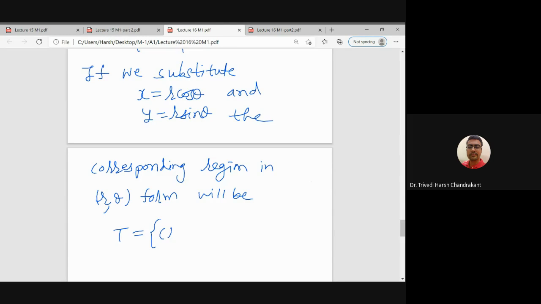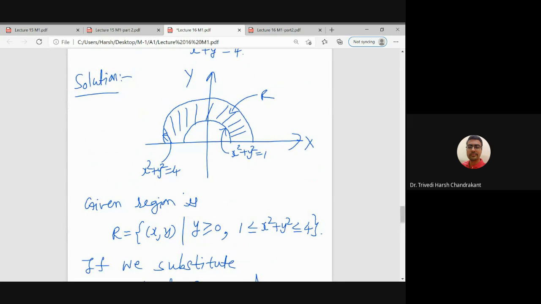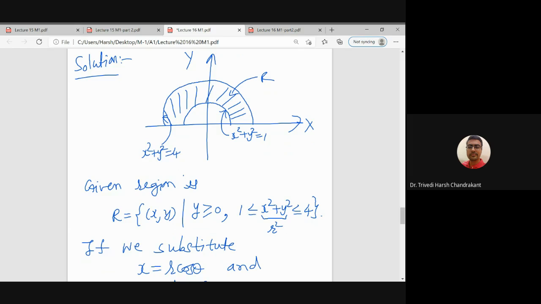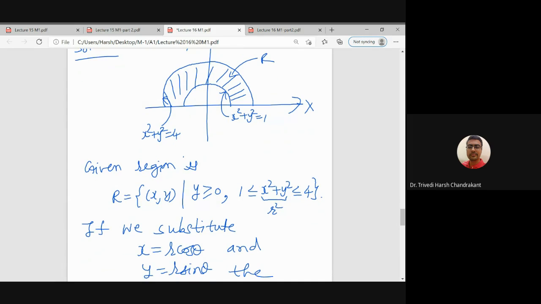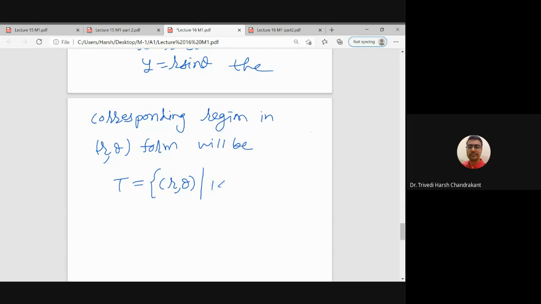So that is the point (r, theta). What will be the limit of r? The region is bounded between x square plus y square equals 1 and x square plus y square equals 4. What is x square plus y square? X square plus y square is r square. So that means our region is bounded between 1 and 2, right? Because r square is between 1 and 4.